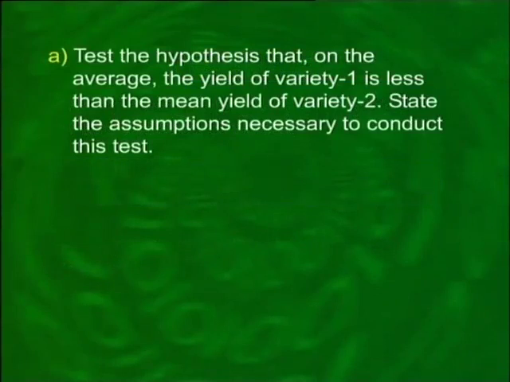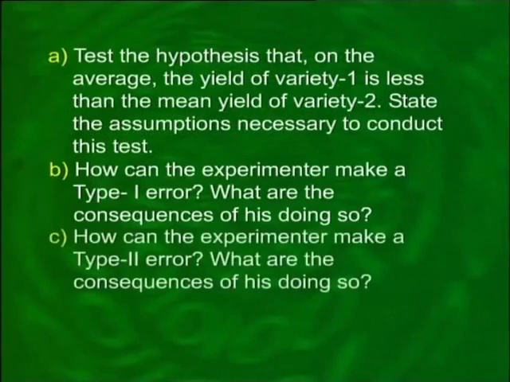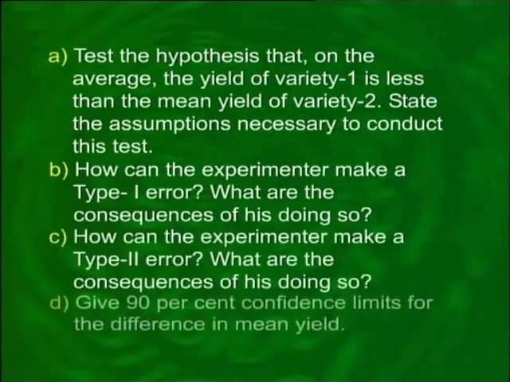Now, we would like to test the hypothesis that on the average, the yield of variety 1 is less than the yield of variety 2. Also, in this problem, we are required to state the assumptions that are necessary to carry out the test that we are going to carry out. In addition, there is a very interesting question. How can the experimenter make a type 1 error?